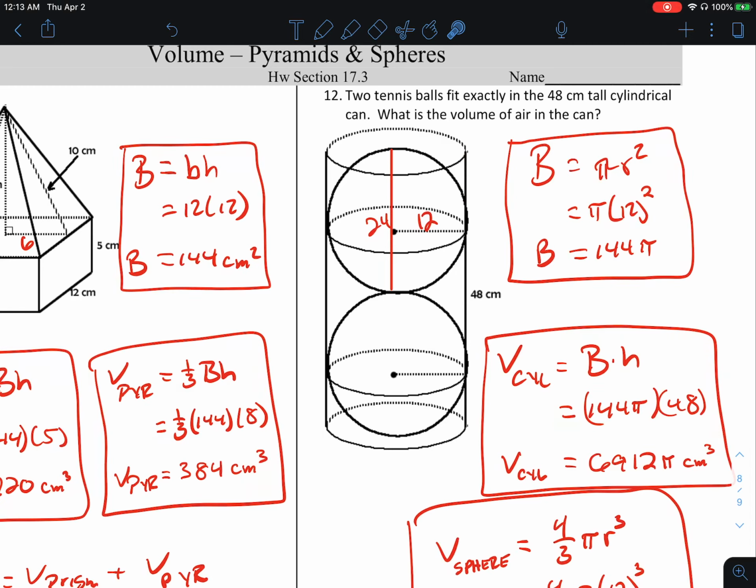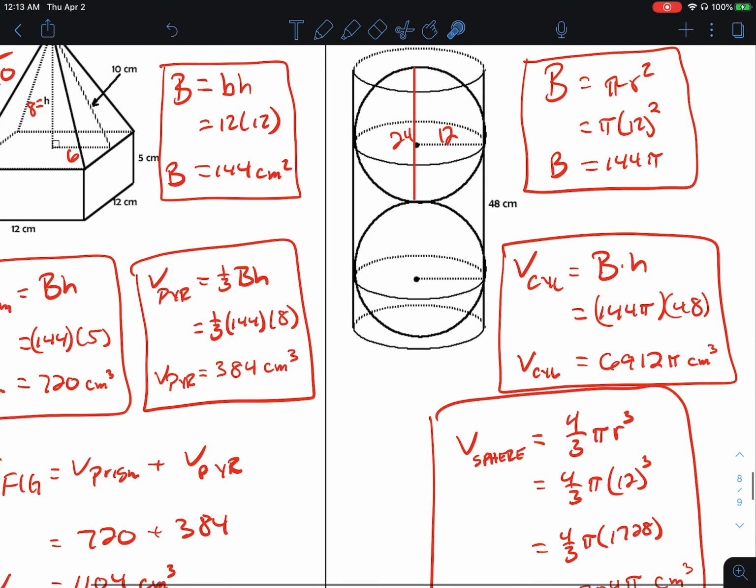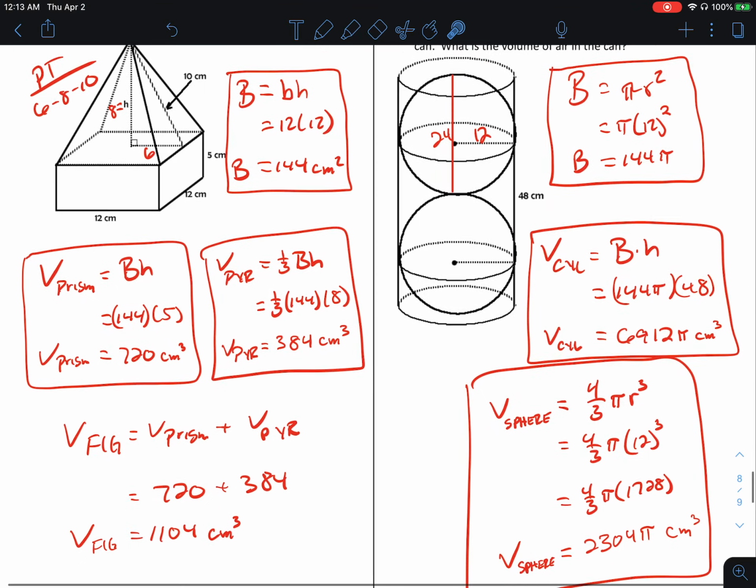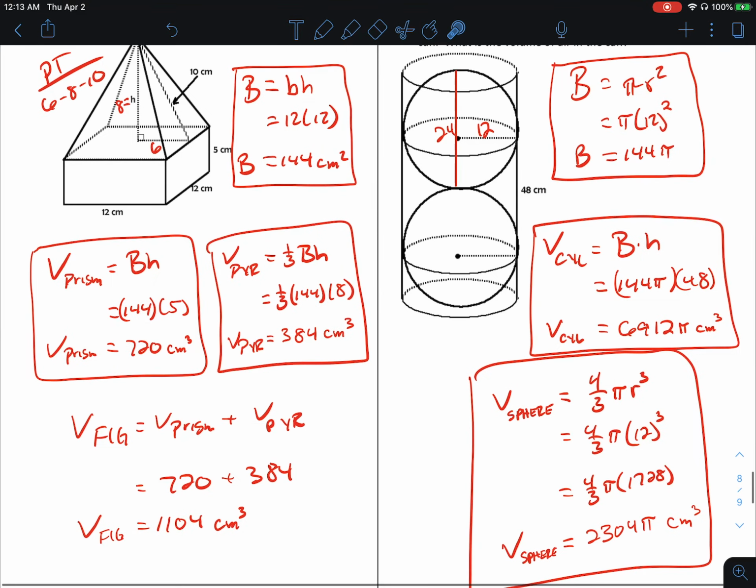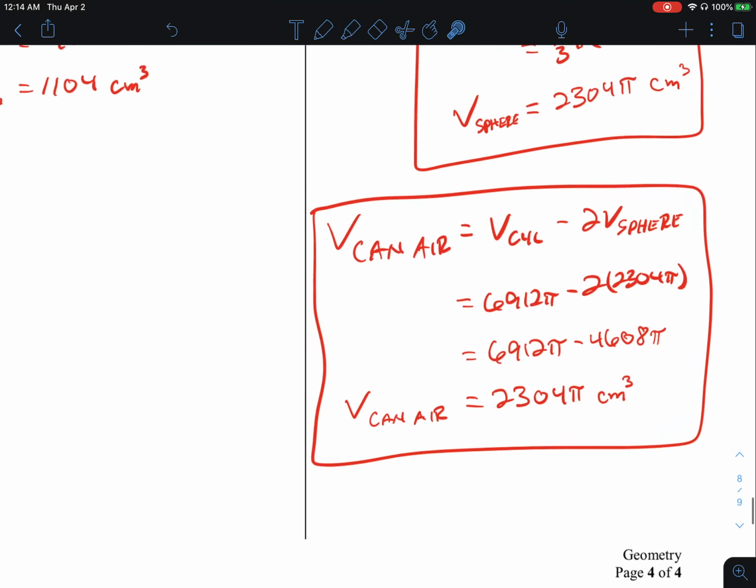This whole thing's 48. That means each ball is taking up half of the space, which is 24. If the diameter is 24, it means the radius has to be 12. So 12 squared times pi is 144 pi. That's the area of this circle. For cylinder, multiply that by the height. It's 48. For the sphere, one of the spheres, it's 4/3 pi r cubed. So it's 4/3 times 12 cubed. 12 cubed is 728. You can divide that by 3 and multiply it by 4 and get 2,304 pi.